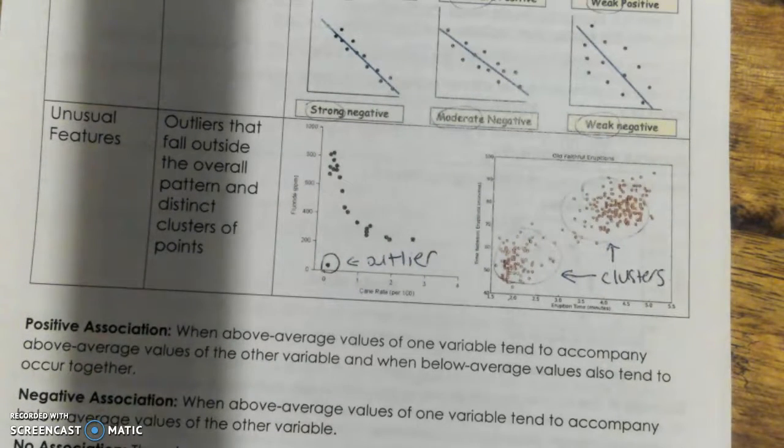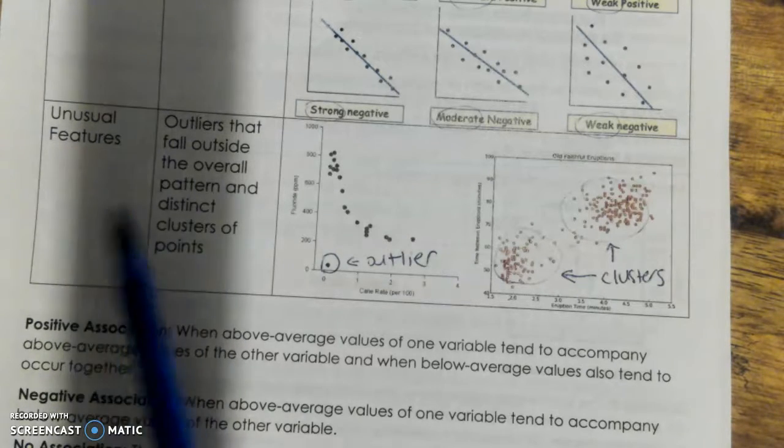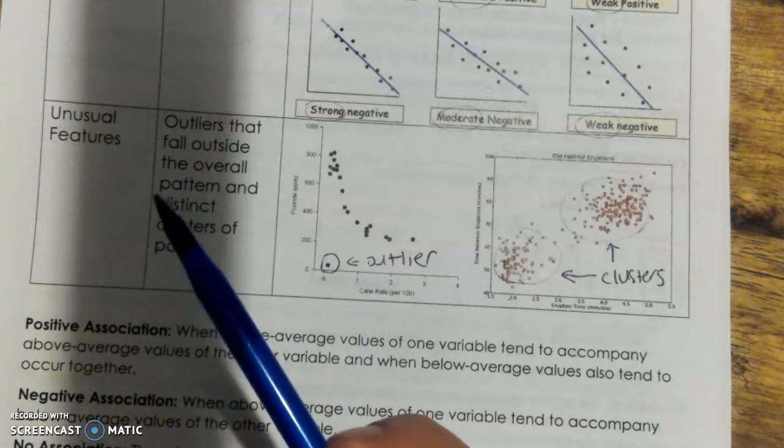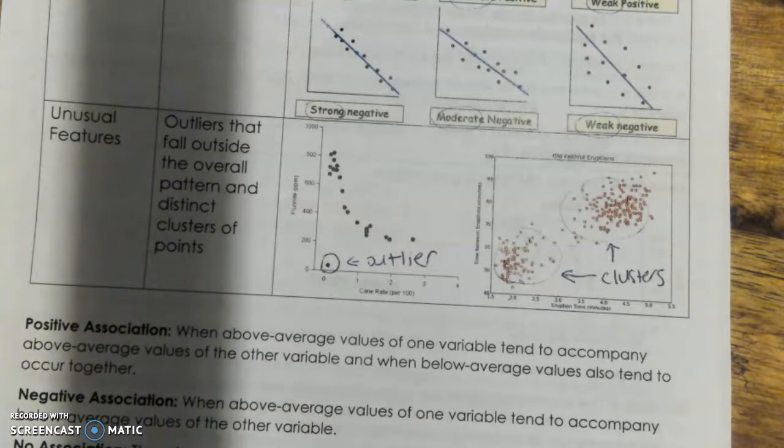All right, so we've gotten all four things that we need to describe, right? Number 1, direction. Number 2, form. Number 3, strength. And then number 4, unusual features. And remember, if there are no unusual features in our scatter plot, let's explicitly state it to make sure that we get any and all points on our free response. So we would actually say there are no unusual features.